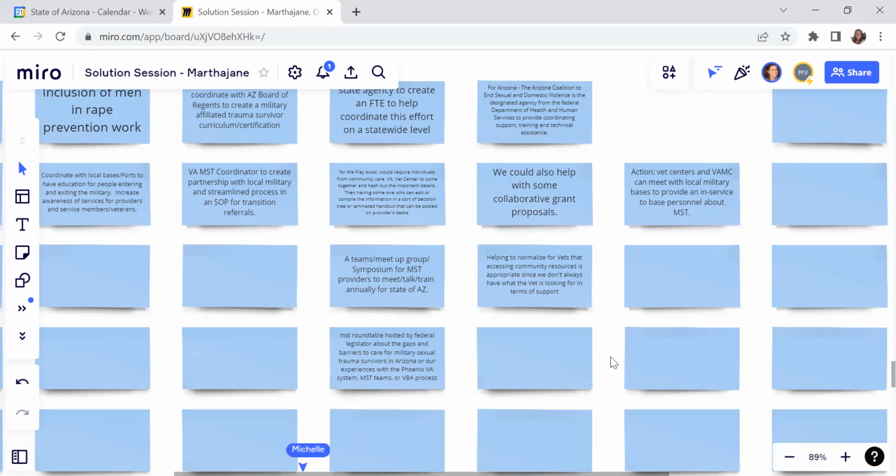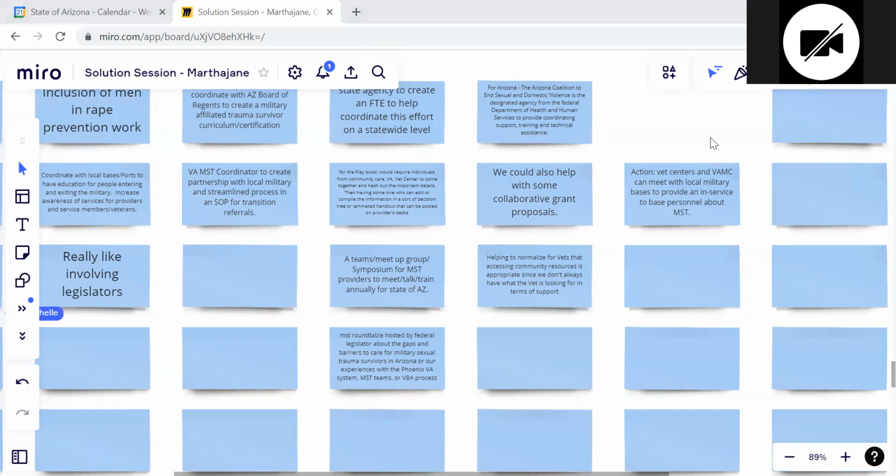MST Roundtable hosted by a federal legislator about the gaps and barriers to care for military sexual trauma survivors in Arizona, or our experiences with the Phoenix VA system, MST teams, or VBA processes. Awesome. We really like the idea of involving legislators. That's fantastic. Let's see if it will let me turn my camera back on.